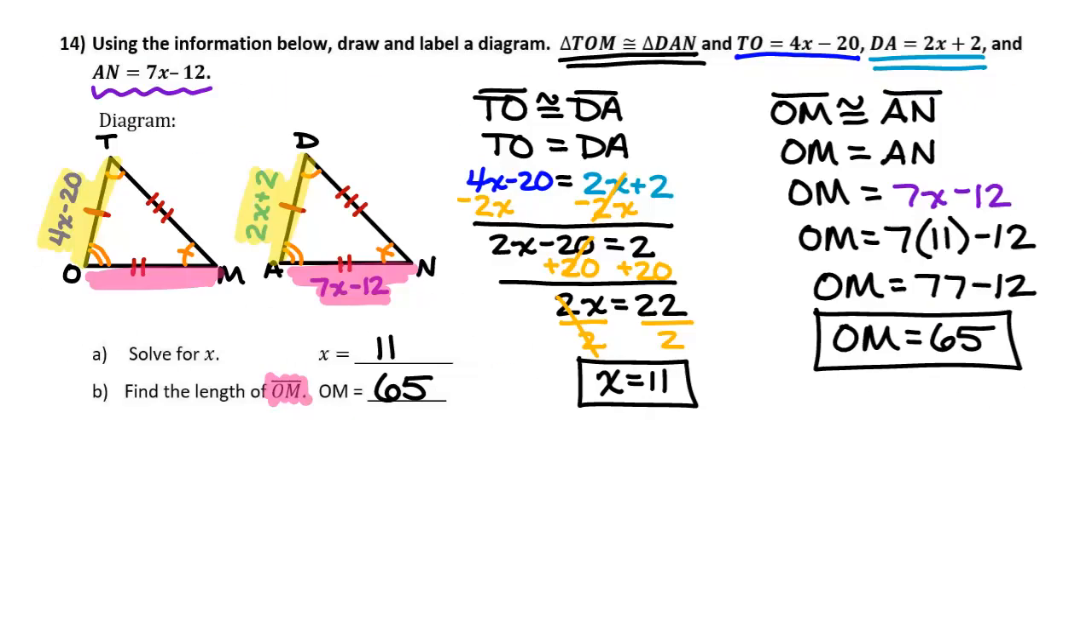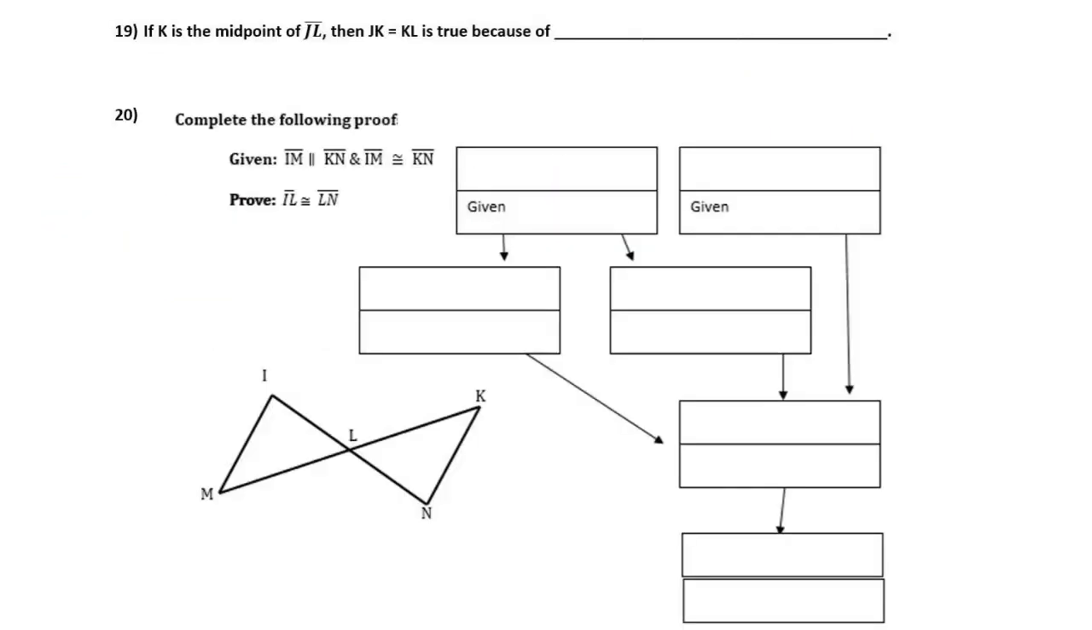All right, what else would you guys like to see? Number 20, absolutely. Number 20 is the proof on the very back page. It is a flowchart style proof.